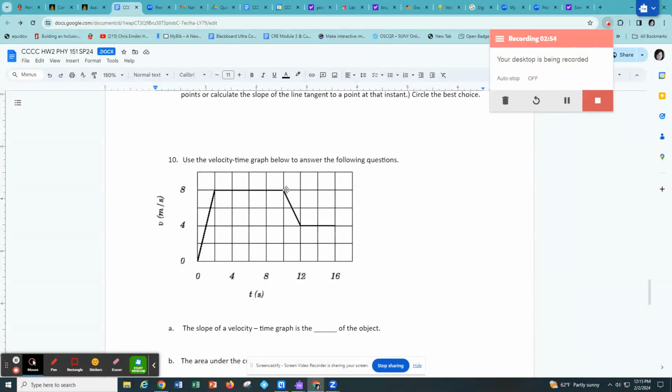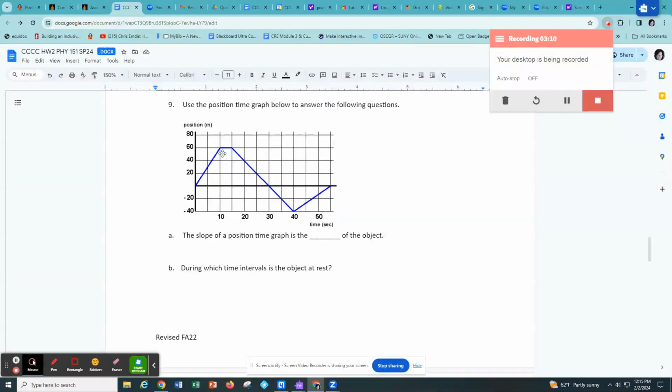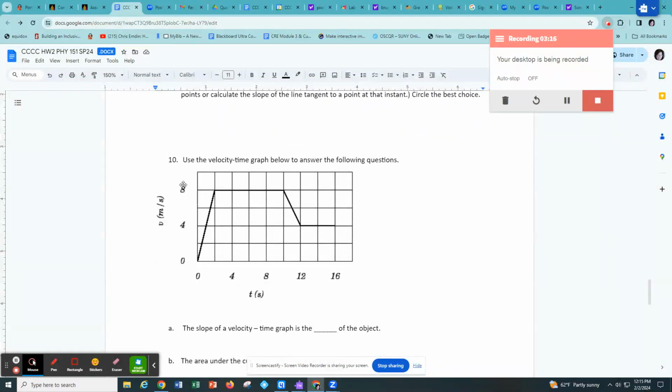And from 10 seconds to 12 seconds, your speed is decreasing. It does not mean that you're backtracking in direction because your velocity is positive. Remember up here, when you have a positive slope on this graph, that means you're moving forward. So down here, the direction of motion is the sign of the velocity.